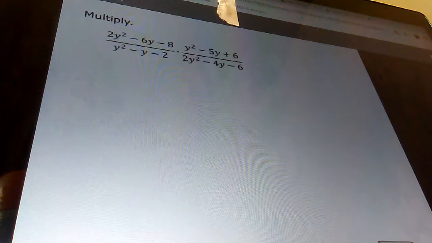The only way we can multiply these fractions is to multiply the numerators and denominators. We don't want to multiply them in this form because that would be too much work. So we're going to write them in factored form and divide out any common factors.